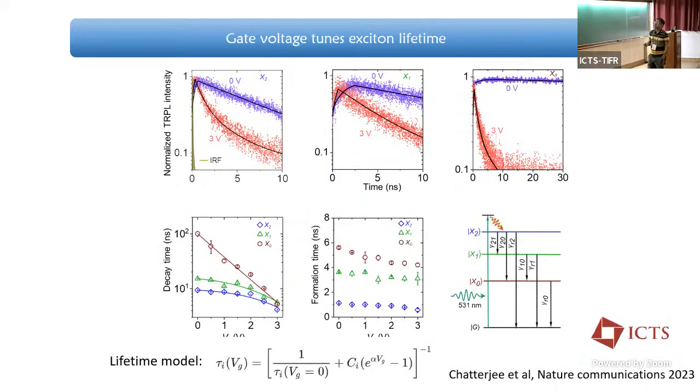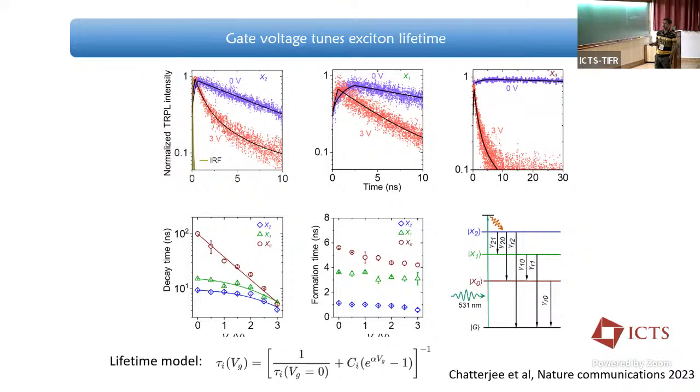All right. So the other thing that we felt was interesting is that with the application of a gate voltage, you can dramatically change the lifetime. So this is the result. For example, this is the x naught. So I told you, right? Initially it was, let's say, about 100 nanoseconds or so.